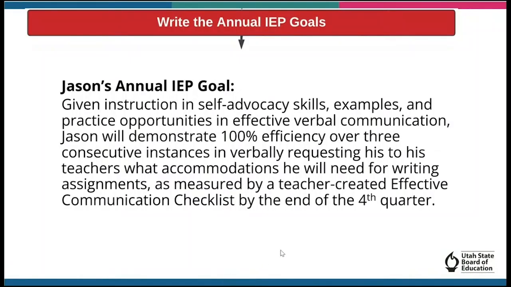This is Jason's annual IEP goal. Given instruction in self-advocacy skills, examples, and practice opportunities in effective verbal communication, Jason will demonstrate 100% efficiency over 3 consecutive instances in verbally requesting to his teachers what accommodations he will need for writing assignments as measured by a teacher-created effective communication checklist by the end of the 4th quarter.